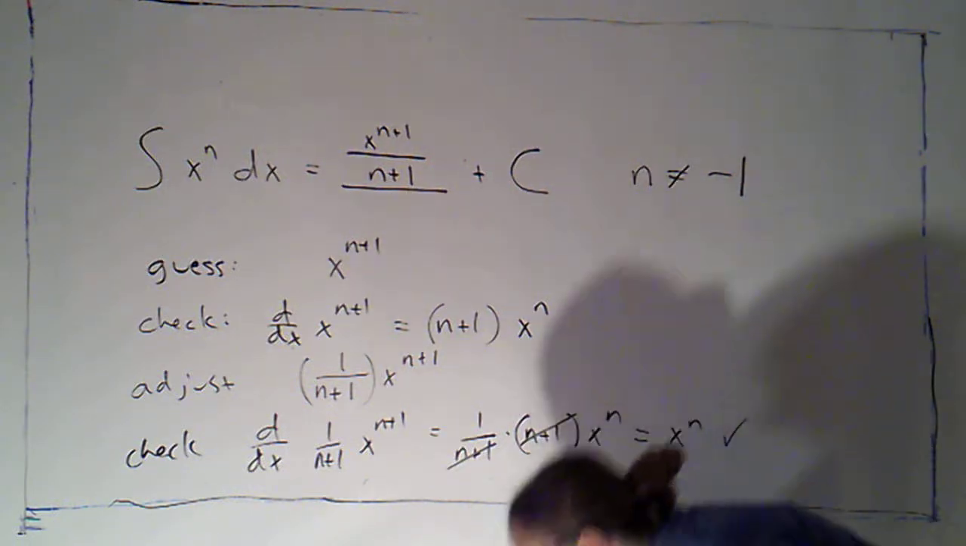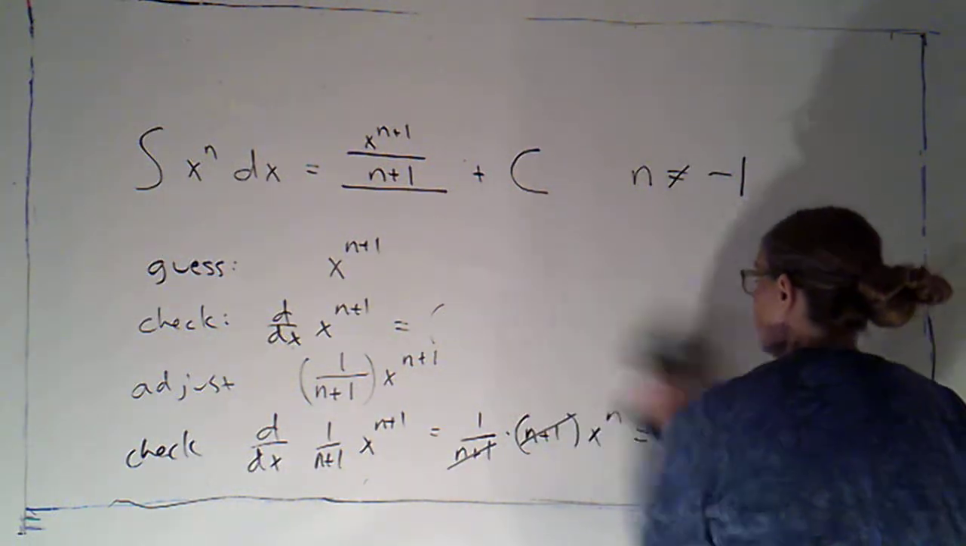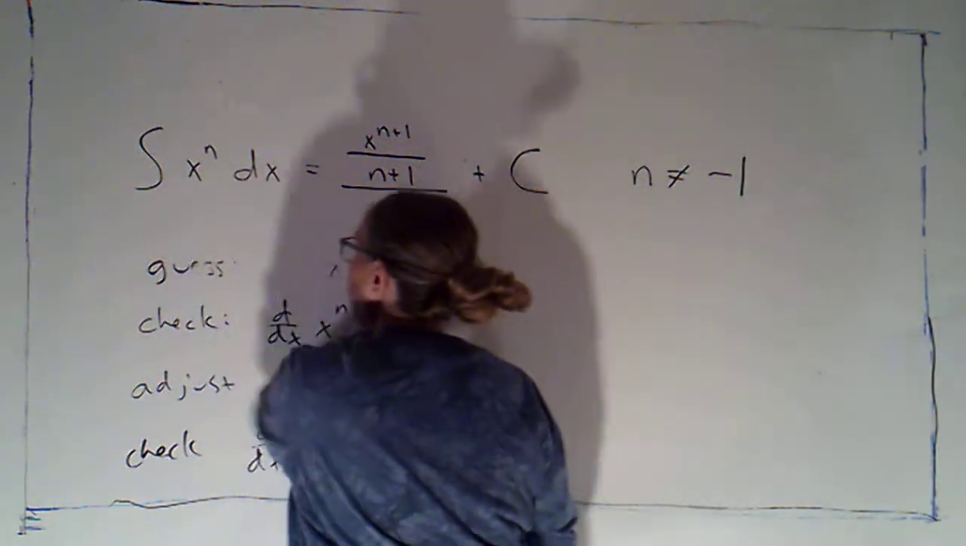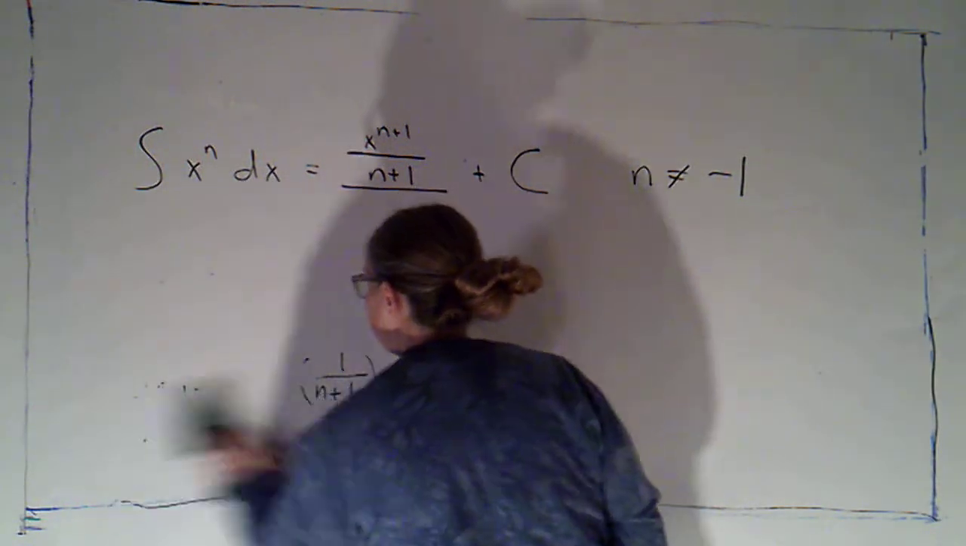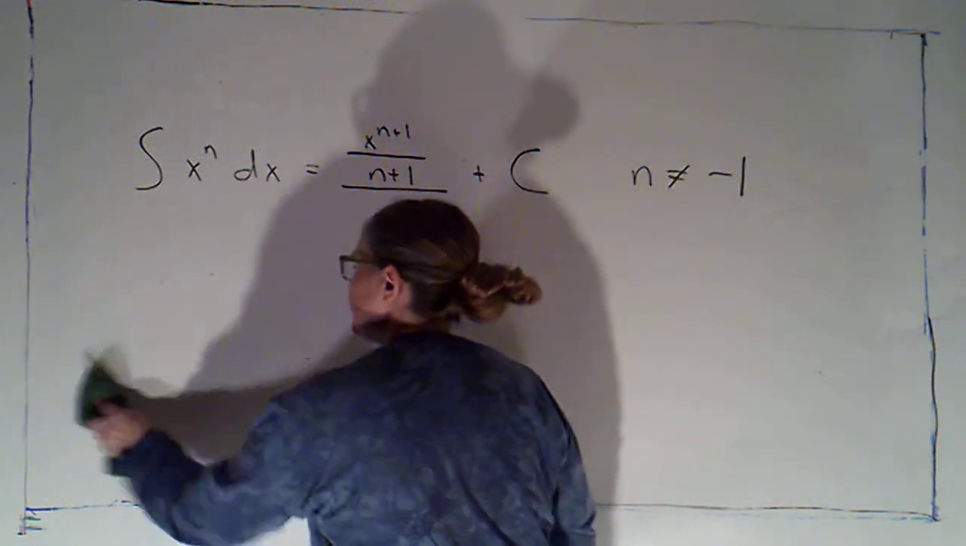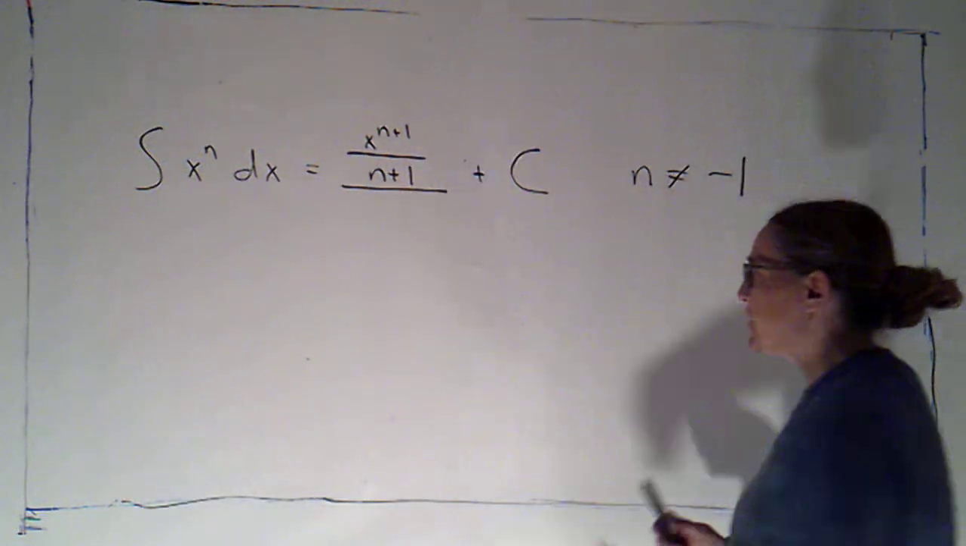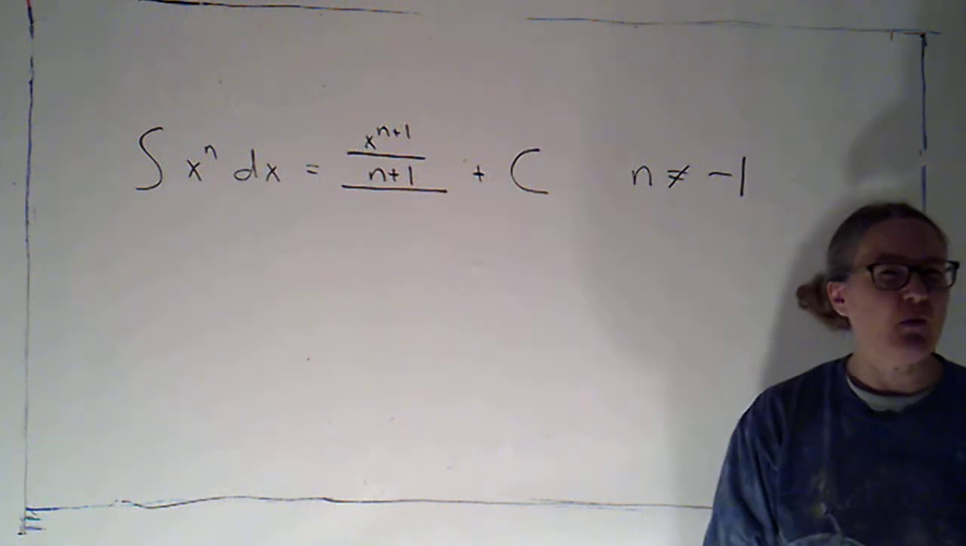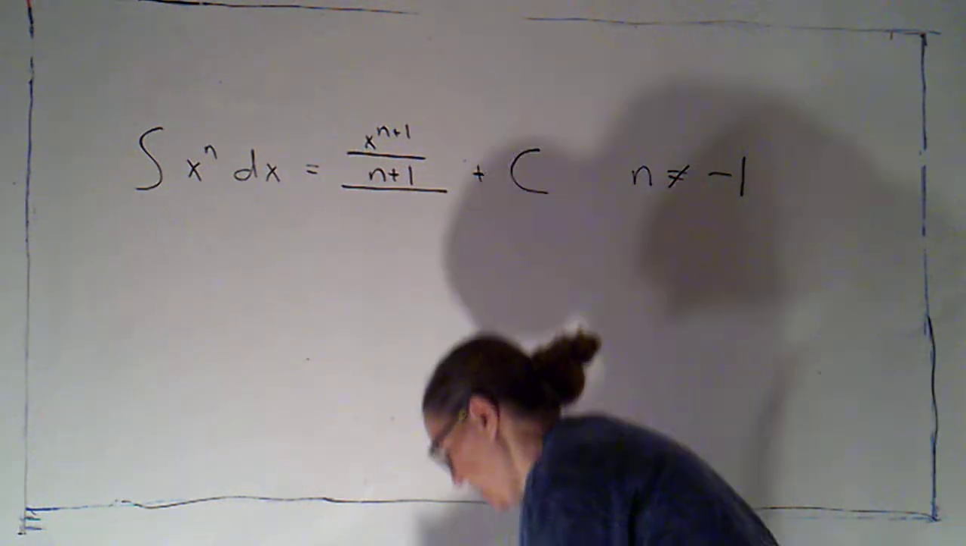Okay. So for any other power, I can use this rule that we're going to raise the power by 1 and then divide by the new power. Let me just show you a couple more examples where that works, and then we'll return and take a look at what if the power is -1.